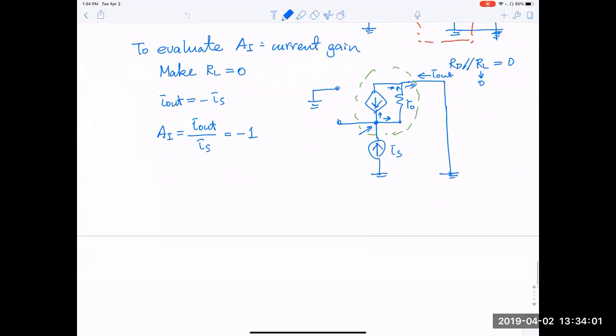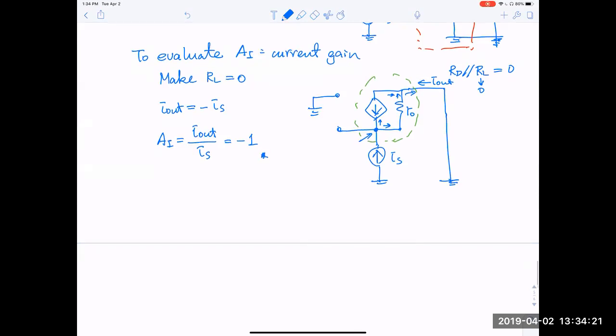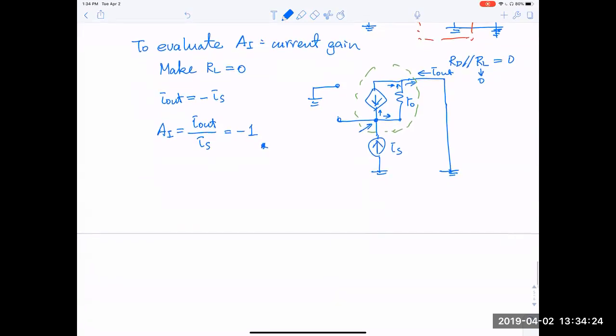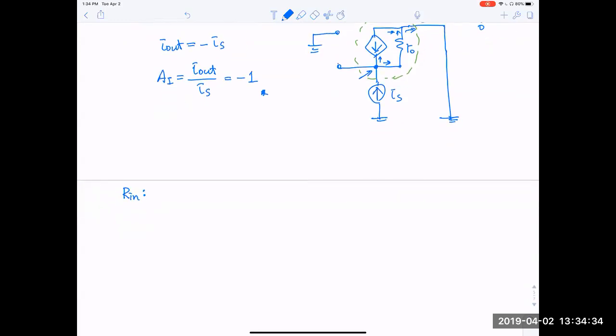We'd like to continue the discussion of the common gate amplifier, and we have just derived in class that the current gain is equal to -1. So it's a unity gain. Whatever comes into the source will go out from the drain. The other important circuit parameters for the two-pole model are input resistance and output resistance. So this will be a good opportunity for us to practice the input resistance calculation.